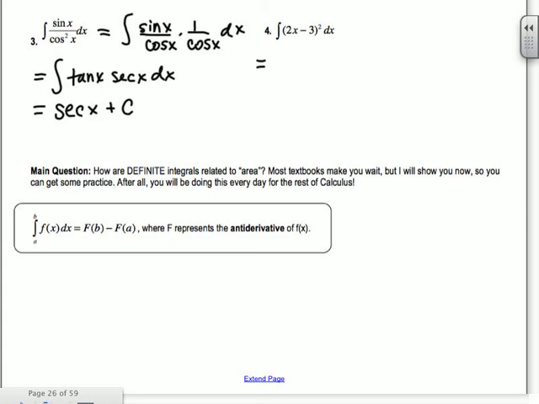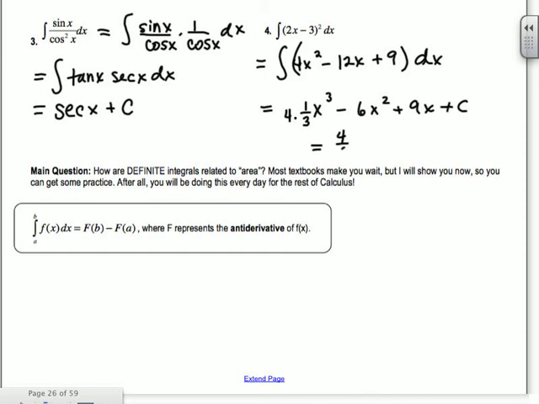Ideas? FOIL. That's exactly right. 4x squared minus 12x, outer and inner, plus 9 dx. Now you can take the antiderivative. It would be x cubed. If I want a 4 out front, you need a 1/3, so you really need 4/3 out front. Minus x squared, what do I need out front? 6, plus 9x plus c. So it's 4/3 x cubed minus 6x squared plus 9x plus c.